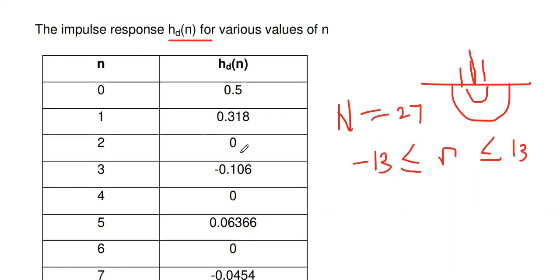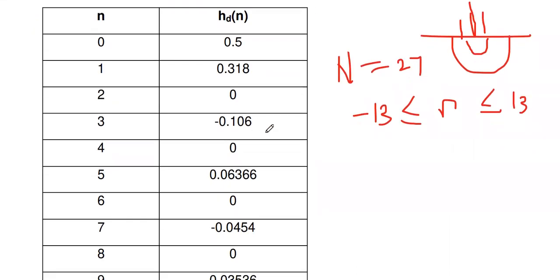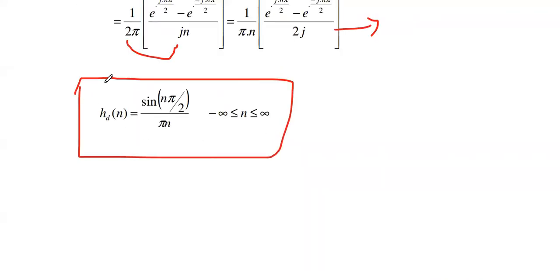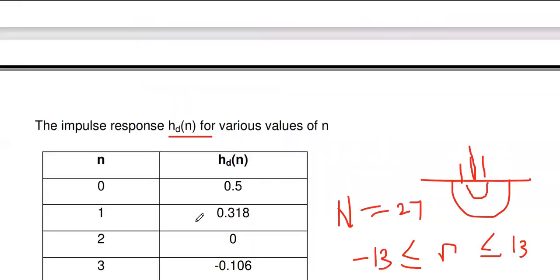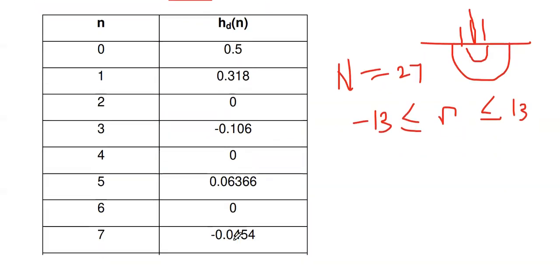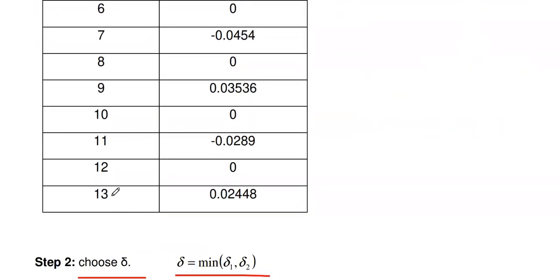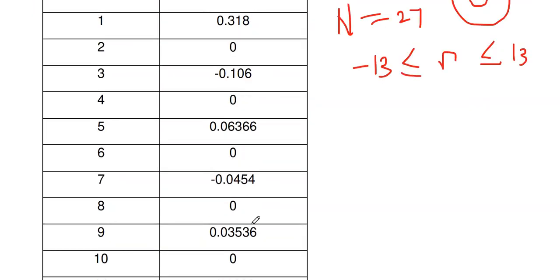Similarly, for n equal to 2, 0, n equal to 3, minus 0.106. And that is, in this HD of n, you just substitute the n value. Here one n is available. You just substitute the n value and find out the answer. Okay, and make a table. So for n equal to 0 to 13, we have calculated.